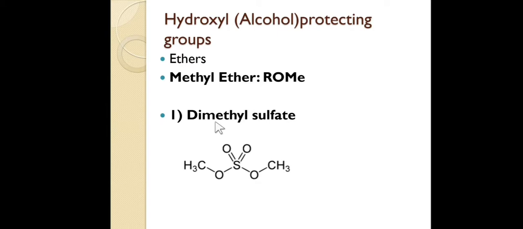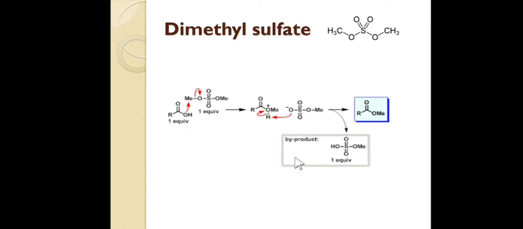Okay, dimethyl sulfate looks like CH3O, S, double bond O, double bond O, O CH3. Okay, this is a diester, and as it is a diester, it is sweet smelling, but it is carcinogenic as well as very toxic to human beings. So I can say this is a sweet poison. Due to its toxicity, the use of dimethyl sulfate has been reduced nowadays. Okay, so let's see how dimethyl sulfate works.